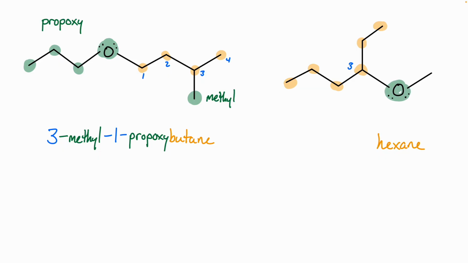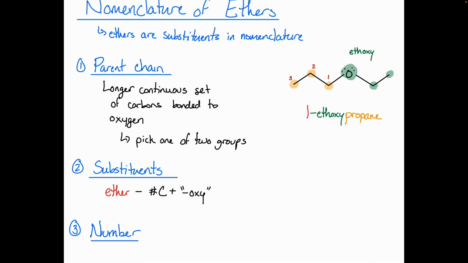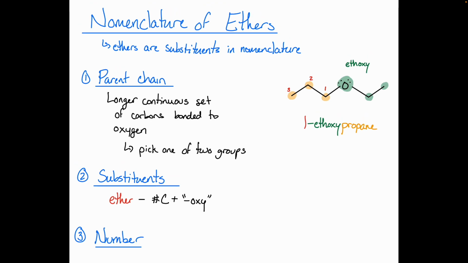And since this is a 1-carbon ether substituent, we would call it a methoxy group. So this would be 3-methoxyhexane. Cool. All right, so again, ethers in our nomenclature are treated as substituents. They go out front of our name. We have to find our parent chain, whichever alkyl group has our longest continuous set of carbons, and then the other part becomes our ether substituent.